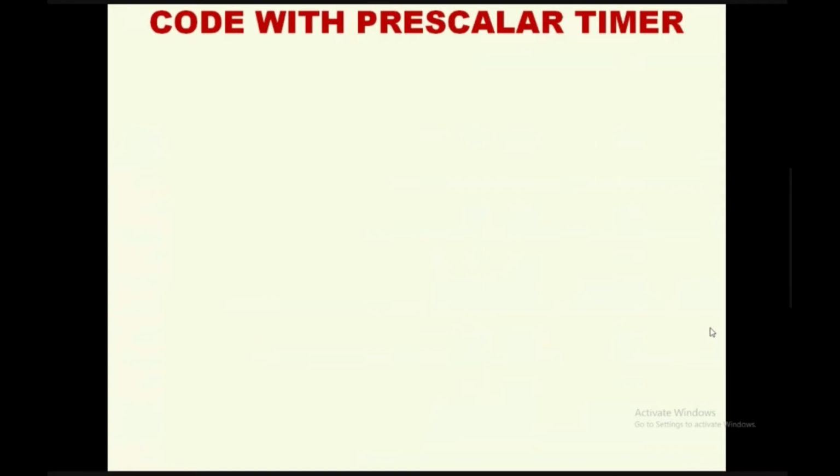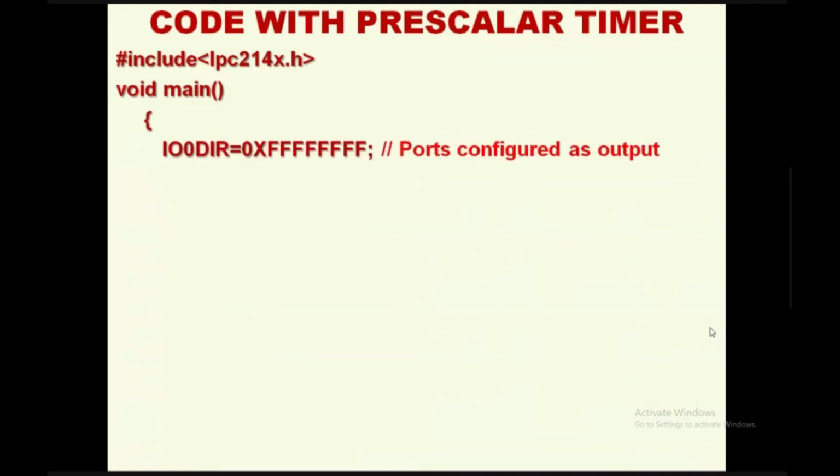When you write the code, it starts with #include <LPC214x.h> as our first line of code. And as usual, in void main, the direction register needs to be initialized for blinking of the port. So the direction registers are made as output port, as we all know. These GPIO pins are configured as output port through the IO0 direction register.